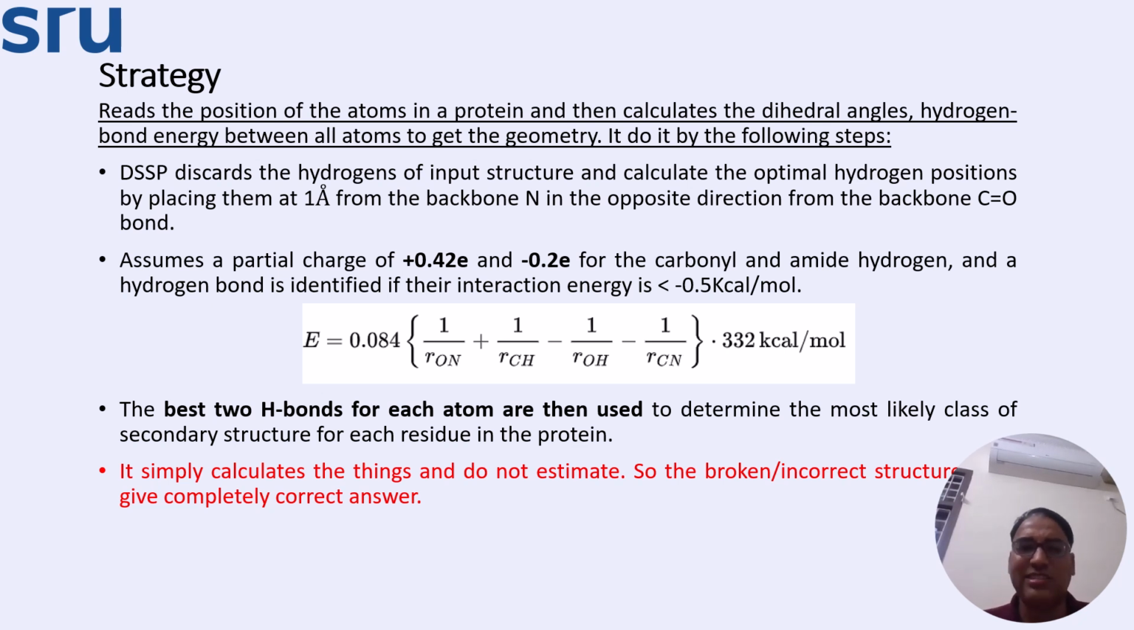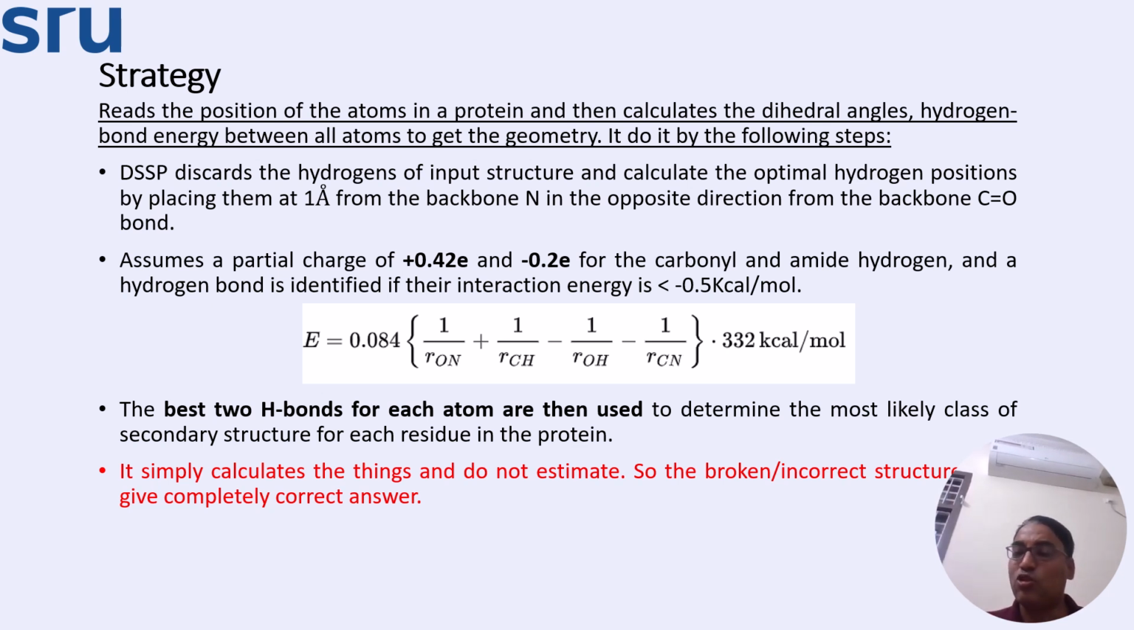Understand the strategy: first it reads the protein structure, and then it calculates all the dihedral angles, hydrogen bonds coming up, everything. So it reads the entire geometry and topology of the protein structure from N to C. Then it discards all the hydrogen bonds, because people put in the hydrogen bonds themselves, which may not be correct. So as to bring uniformity, everything is correctly done for all the PDB entries in their own DSSP database. They discard the additional bonds and then optimally place them.